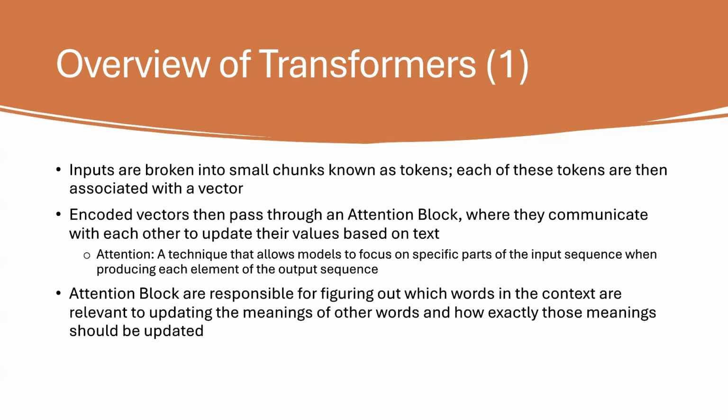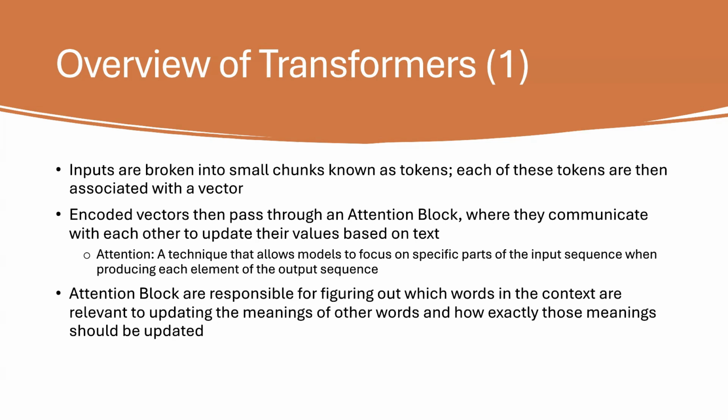As I mentioned earlier, last week's video had a brief explanation of what transformers are, but here we're going to go into detail of how a user input operates and goes through the transformers. Inputs are broken into small chunks known as tokens. Each of these tokens is then associated with a vector. Encoded vectors then pass through what is called an attention block, where they communicate with each other to update their values based on context. Attention in this case is a technique that allows models to focus on specific parts of the input sequence when producing each element of the output sequence.